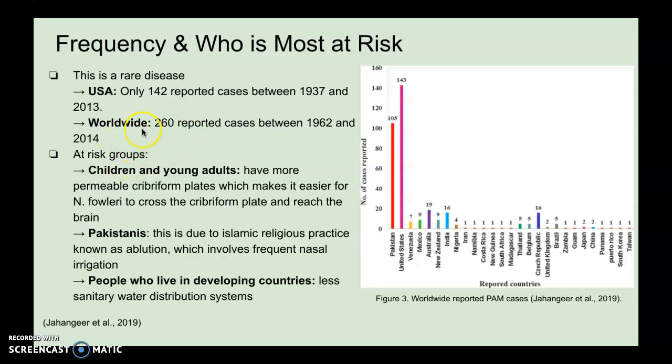So some at-risk groups are children and young adults. This is because they have a more permeable cribriform plate. So when N. fowleri enters the nose, it must cross the cribriform plate in order to reach the brain.